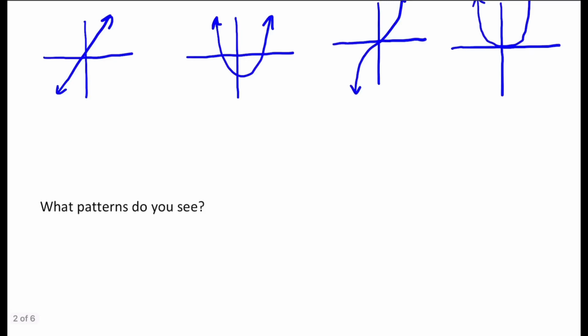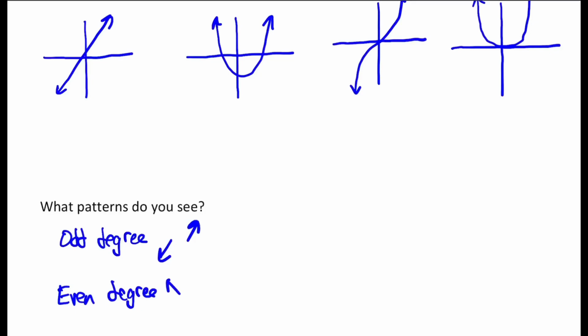So that's kind of important to note. Odd degree, which is the greatest exponent, means your tails are opposite. Even degree means they're going to be the same. So how do you describe this? All right. We say as x approaches, let me use this notation, as x approaches negative infinity, y approaches negative infinity.